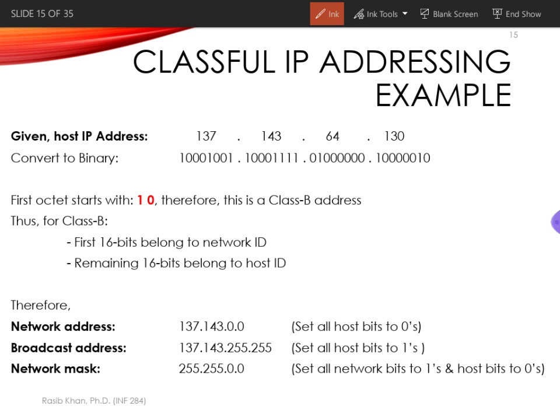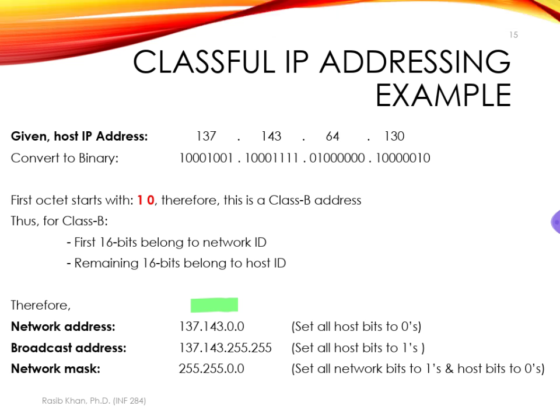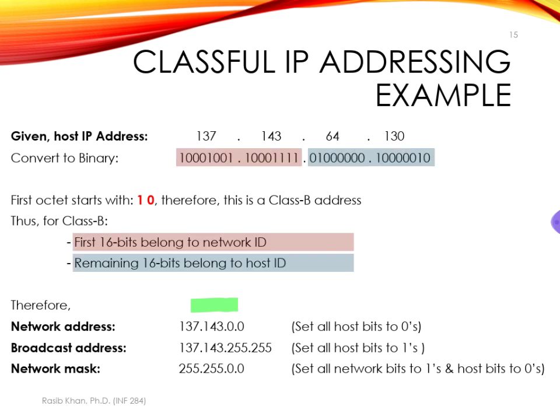Now, when we look at the binary, we see that the first octet starts with 10. Given that the first octet starts with 10, we know that this is going to be a class B address. So for class B, the first 16 bits are part of the network ID, and the remaining 16 bits belong to the host ID.